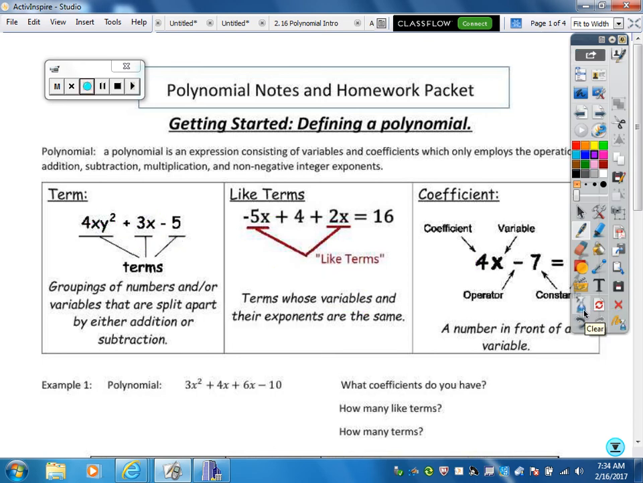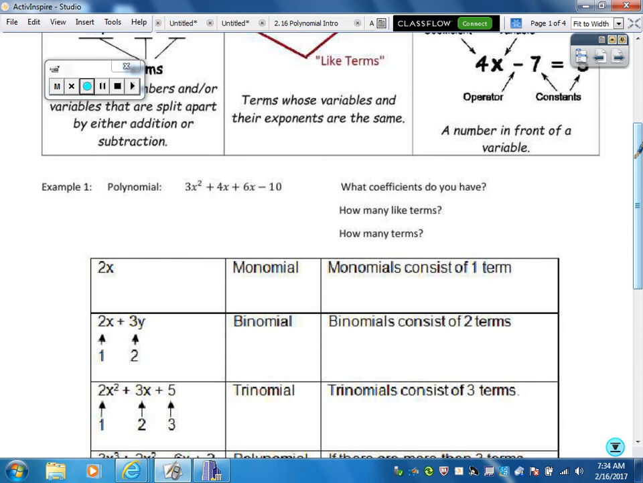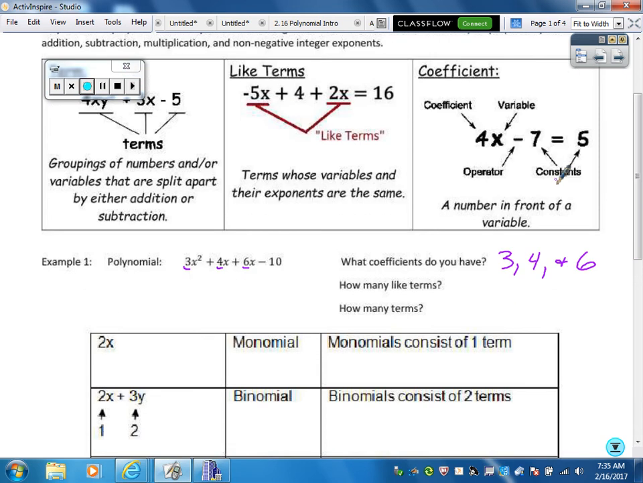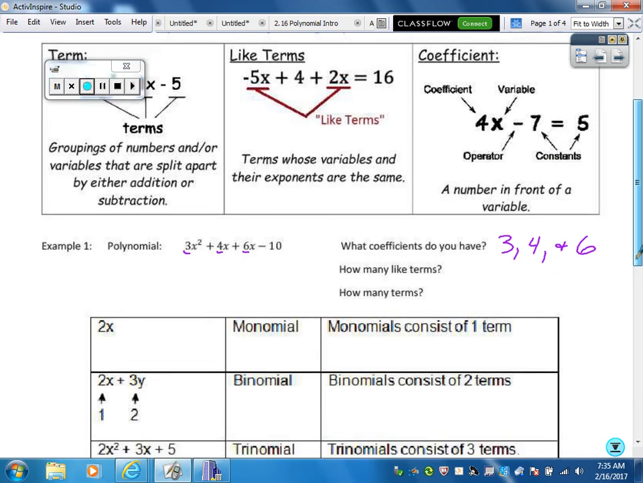I have an example right here. Sorry, I don't want to get ahead of myself. This is a polynomial. Right now it has 1, 2, 3, 4 terms, but we do have some coefficients there I want you to pull out. So a coefficient, again, is something in front of a variable. So we have 3, 4, and 6 are all coefficients in that polynomial. Negative 10 is not a coefficient. Negative 10 does not have a variable, so we call that a constant.